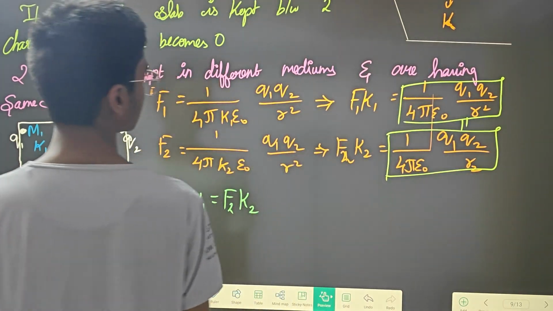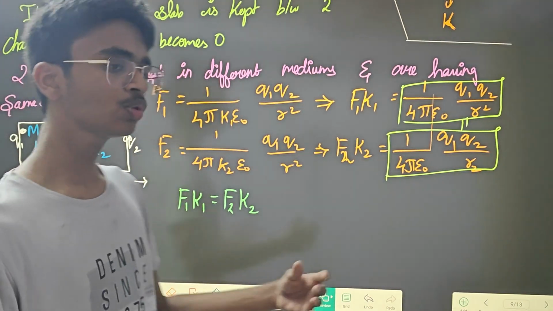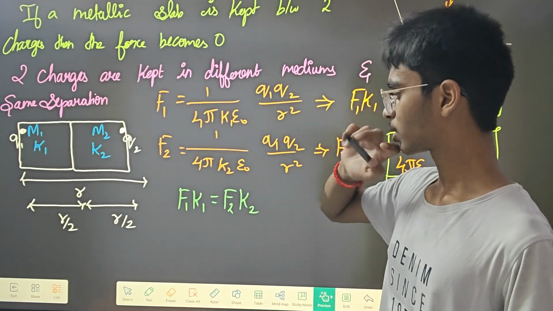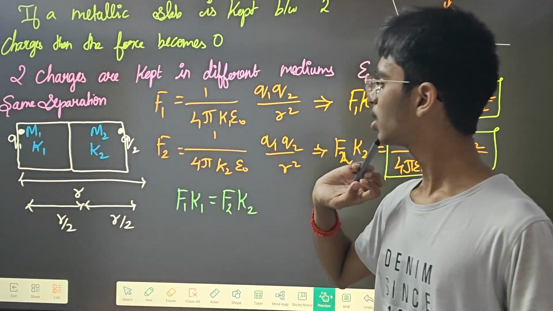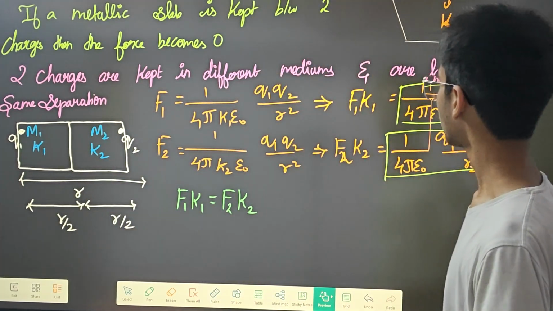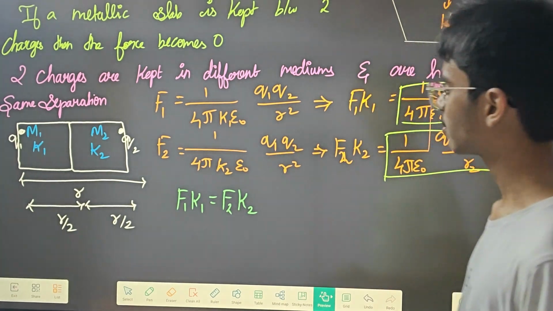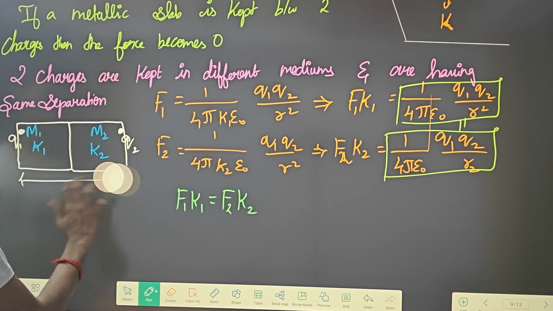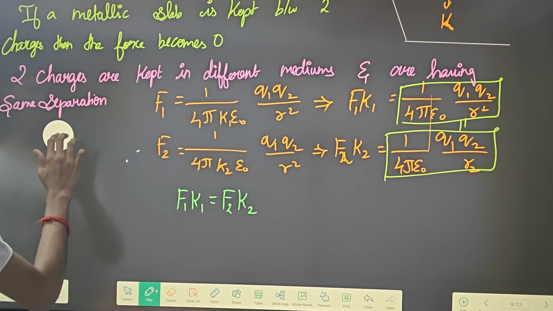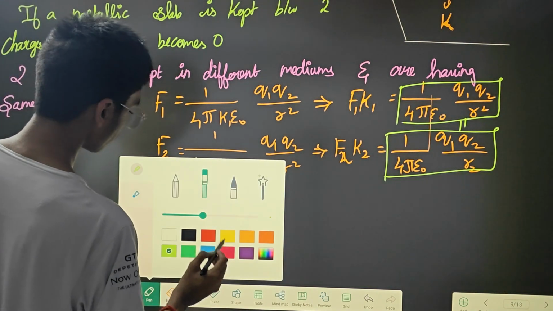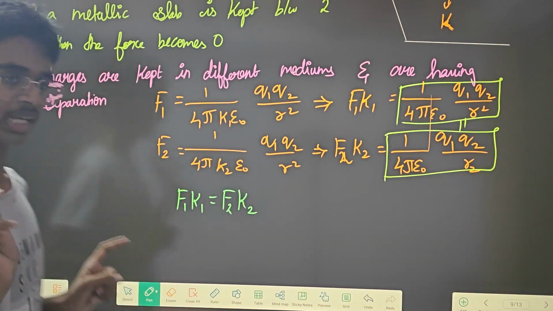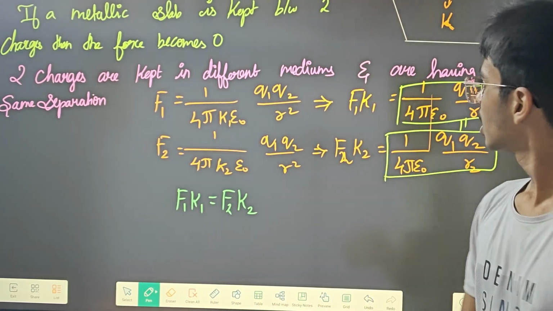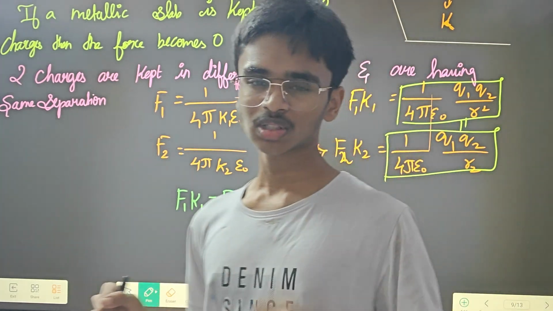Two charges are kept in different mediums and are having the same separation. Okay, so I have two different charges like this, q1 and q2, kept in different mediums and having the same separation. Here you have to take two cases. First, what they are coming to say, you have to understand. They are two different charges, and they are being kept in two different mediums. That means one can be in air and another can be in water, and are having the same separation.